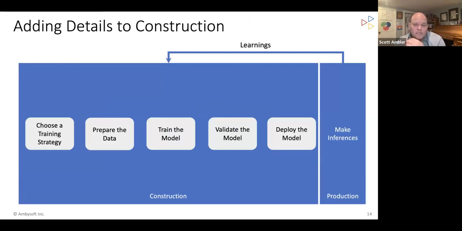So let's add some detail. Let's flesh out what you actually do in construction. Well, you've got to choose a training strategy. There are many different algorithms that you can choose. There are many different categories of problem. So are we trying to classify things? Are we trying to predict values? What type of prediction are we trying to make?